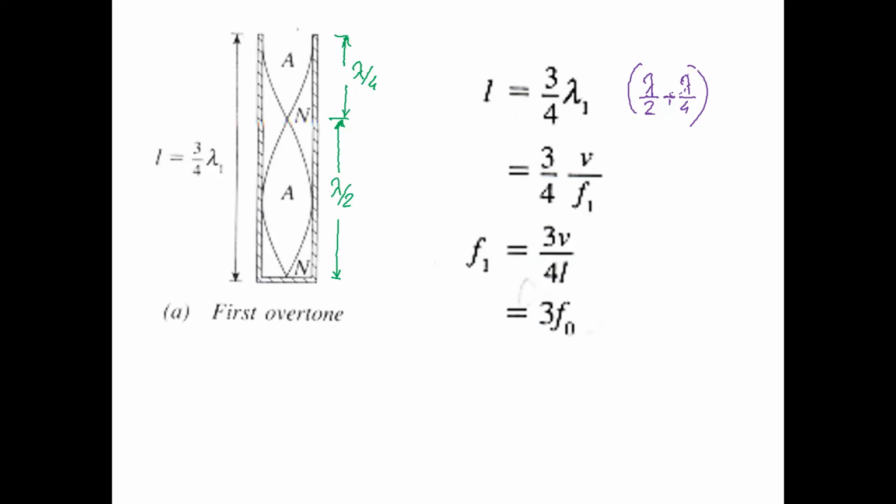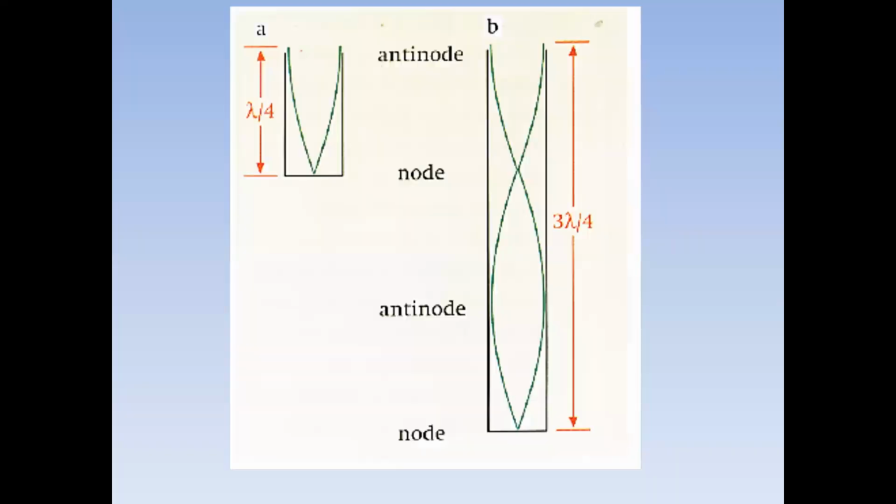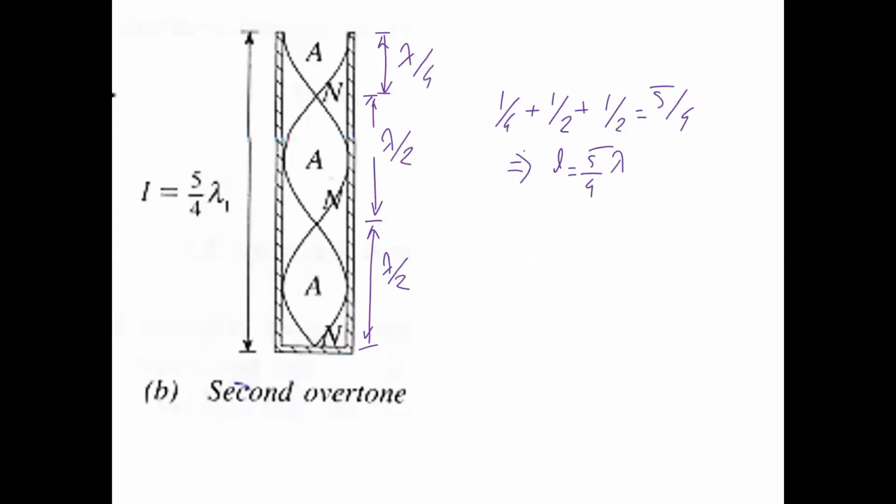This is the first overtone. And we can continue in the same way, if there are 2.5 loops, then L is equal to 5 upon 4 lambda. This is a very important feature in the exam, how you can connect length and lambda.